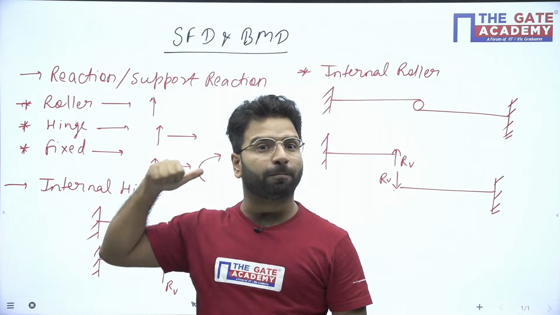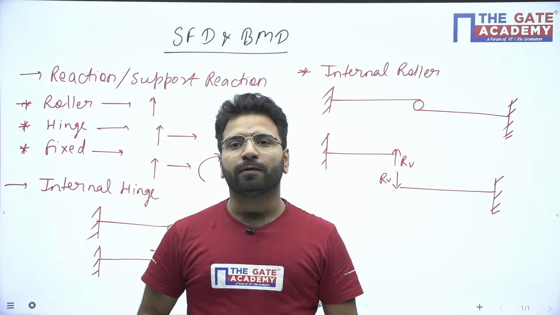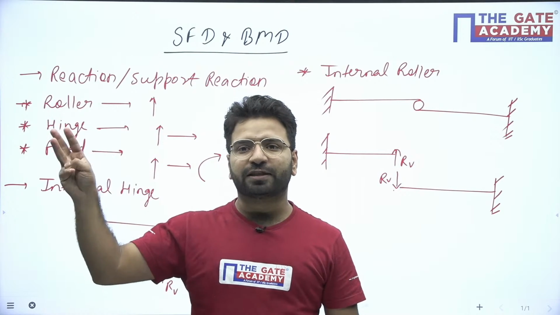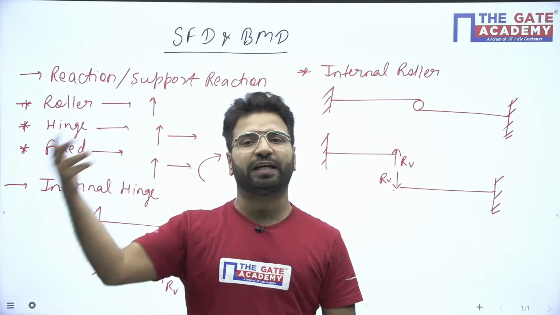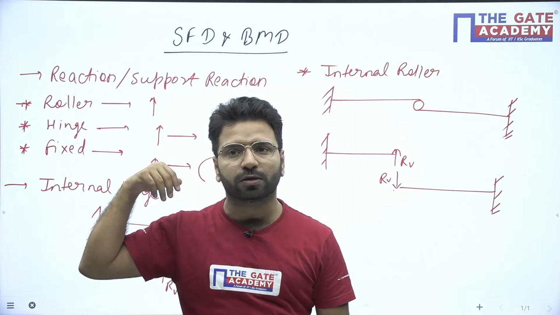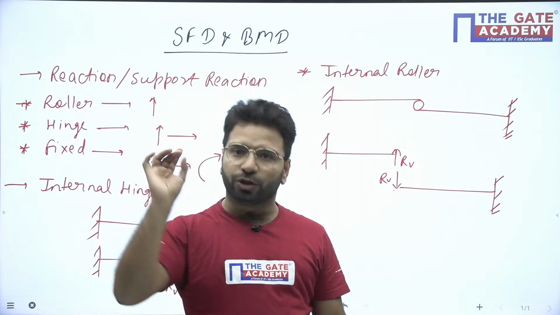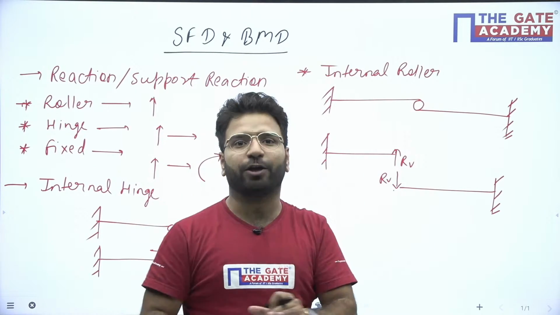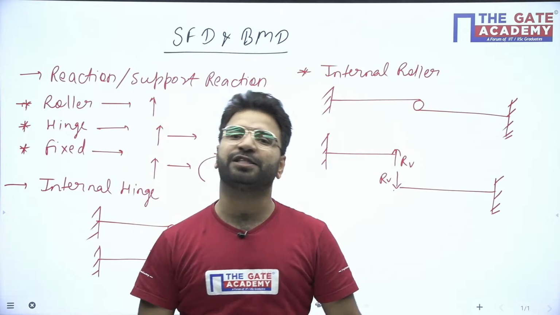Okay, these three equations you have. If you have more than 3 reactions, then definitely your structure will be indeterminate. If you have 3 reactions and 3 equations, it is determinate. But suppose an internal hinge is present, you get an extra equation from the internal hinge also. So in the end, if the statical indeterminacy is 0, then that's part of strength of material. If it's not, definitely this will be part of structure analysis.